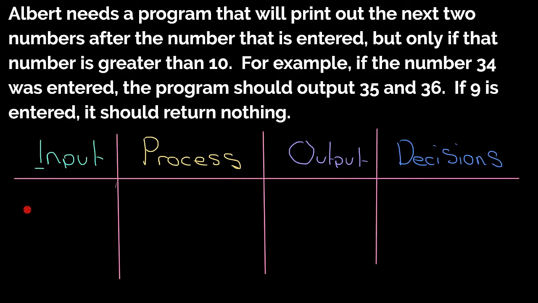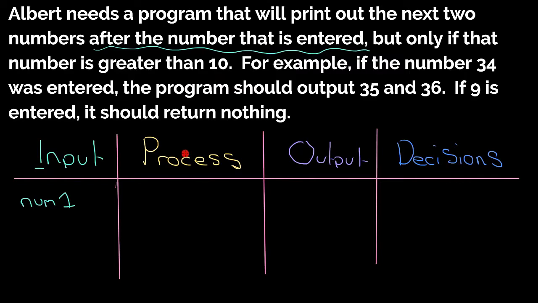If you have a read through, pause it if you need to, you will see that here it says after the number is entered. So I know that somewhere I'm entering in a number. Because of that, I'm going to write in my input column num1, the first number, num1. But only if that number is greater than 10. Let's come back to that later.